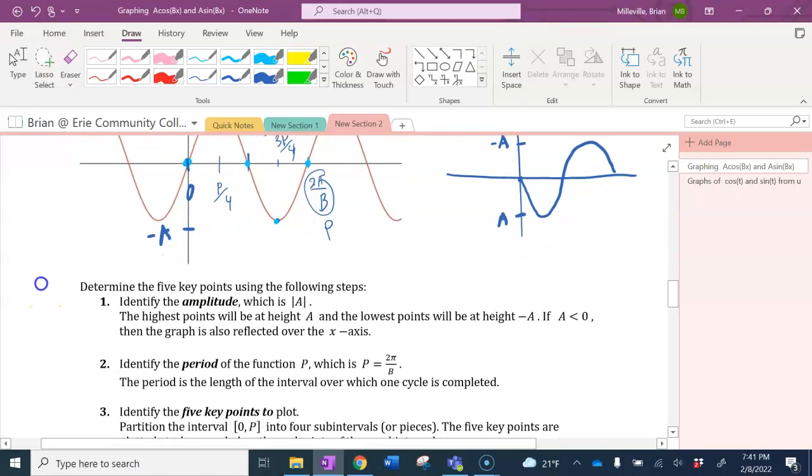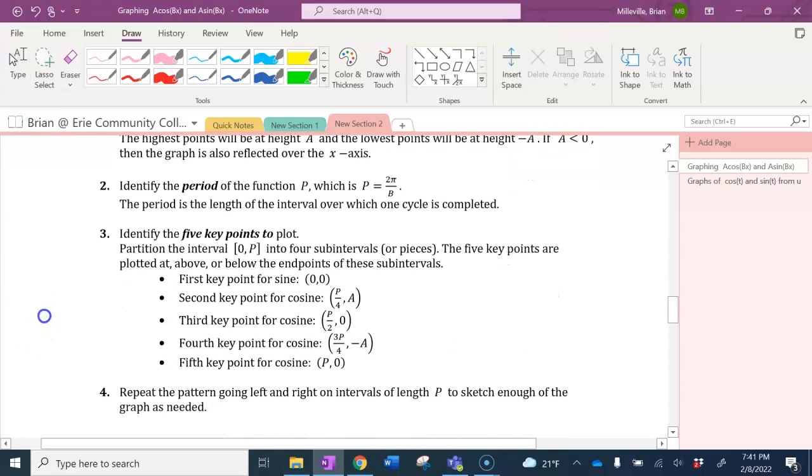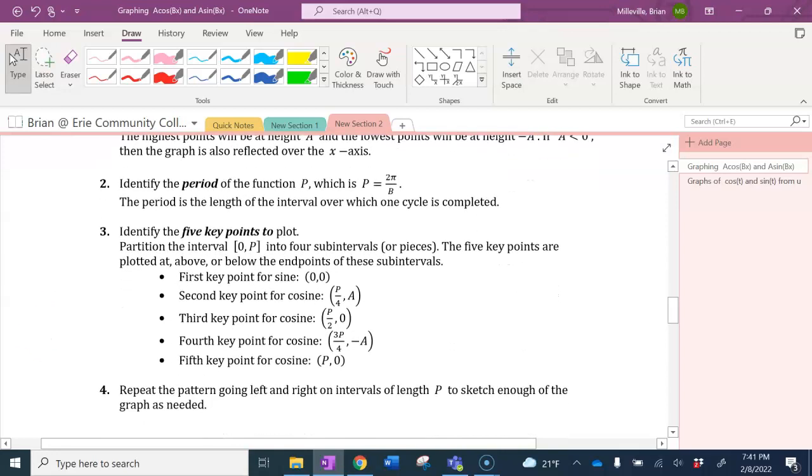So again, identify your amplitude, identify the period, and that number, capital P, is 2 pi divided by B, whatever that number in front of X is. If B is bigger than 1, the period is going to be less than 2 pi. If B is less than 1, the period will be greater than 2 pi. Identify your 5 key points, and then rinse and repeat, going left and right as needed.